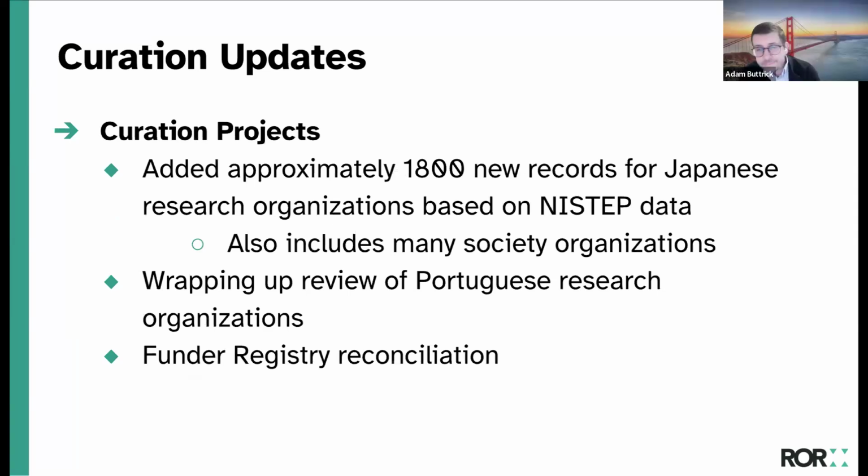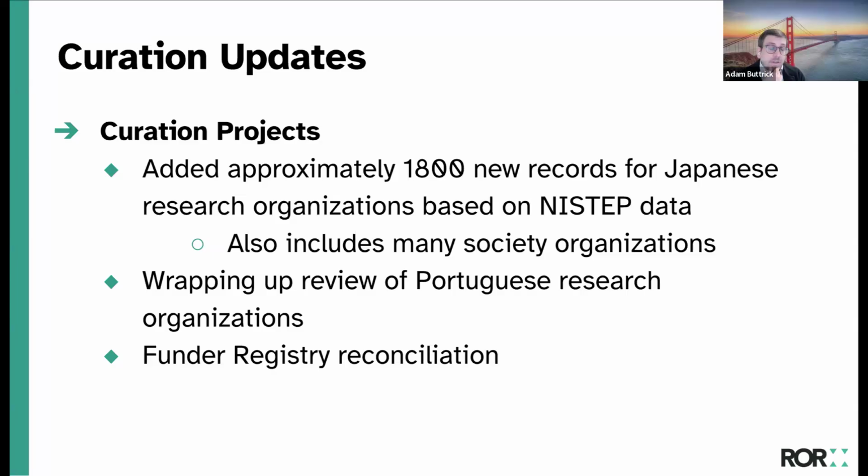Yeah, thanks, Riley. So on the curation projects front, we've made significant progress on several of the key initiatives that we discussed at our annual meeting. We recently added approximately 1,800 new records for Japanese research organizations based on some national level registry data that was provided to us by the National Institute of Science and Technology Policy, or NISTEP. You might hear us refer to them as NISTEP.